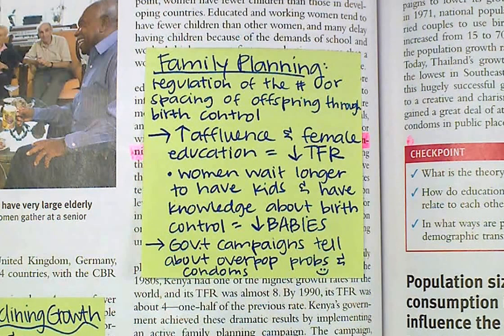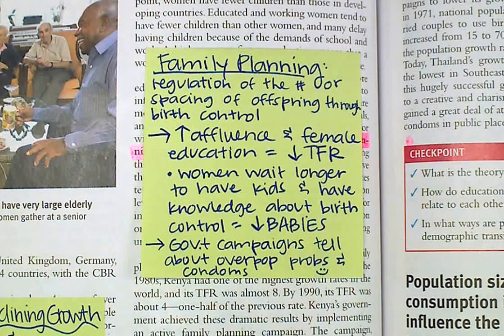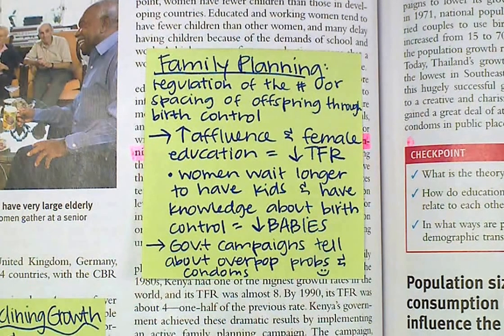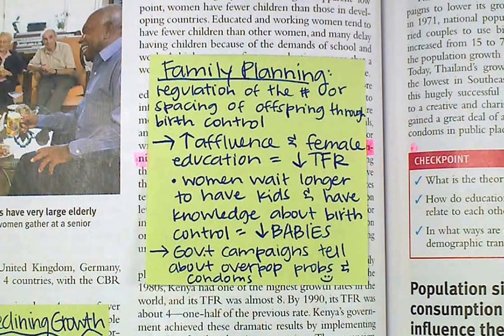Now, another thing is that educated women have a lot of knowledge about birth control options, and as an educated woman, I can find what's going to work for me. Both of those factors work together to decrease the number of babies that we're going to have.